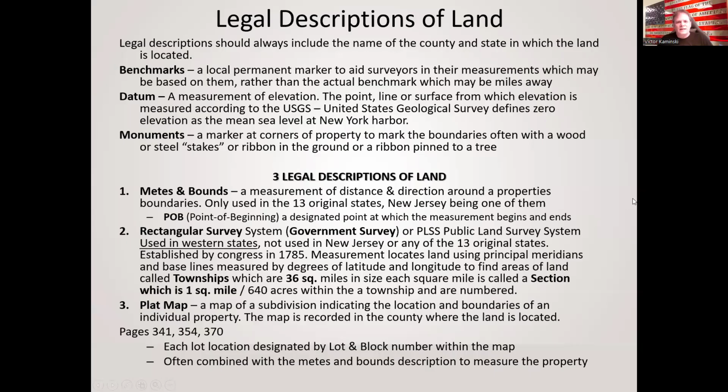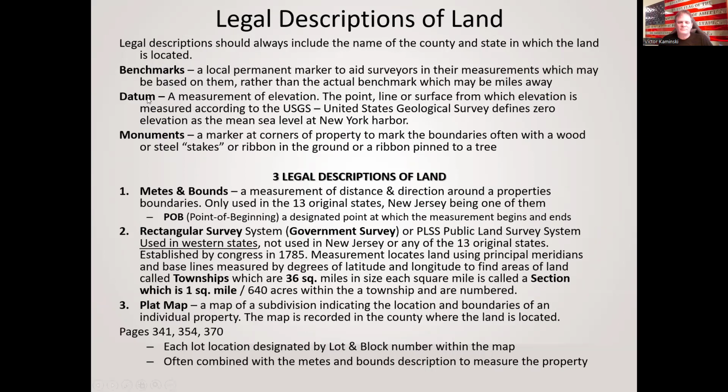So I got this slide put together for you here. First, these things aren't going to be mentioned for a couple of pages. We just got the legal descriptions first, but I think we should go over these first and then the legal description. So what is a benchmark? A benchmark is a local permanent marker that aids surveyors in their measurements, which could be based on these markers rather than the actual benchmark, which could be many, many miles away.